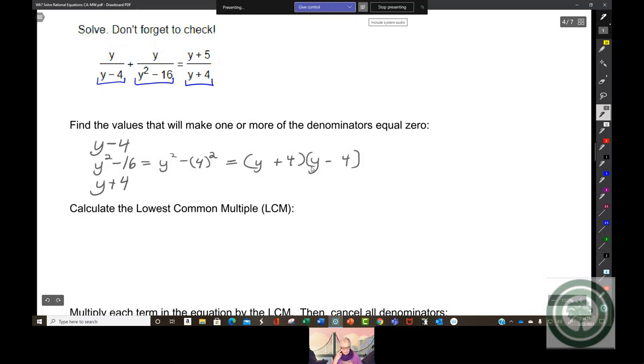Oh, I've got the hiccups. Excuse me. Okay, so I could see writing the LCM as y minus 4, y plus 4, y minus 4, and y plus 4. You know, multiplying everything together, using that as the LCM in order to cancel out that and that and that. However, it's really, really overkill.